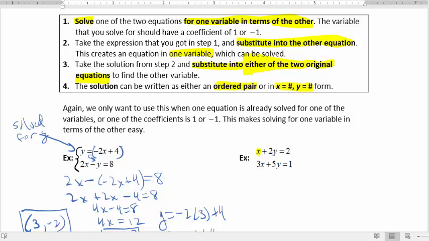How do I solve for that x? I just move the 2y to the other side. So I would have x plus 2y equals 2, and if I subtract 2y, I'm just going to have x equals 2 minus 2y, or -2y plus 2, however you want to write it. And this is now my expression, right? So I just did step 1.